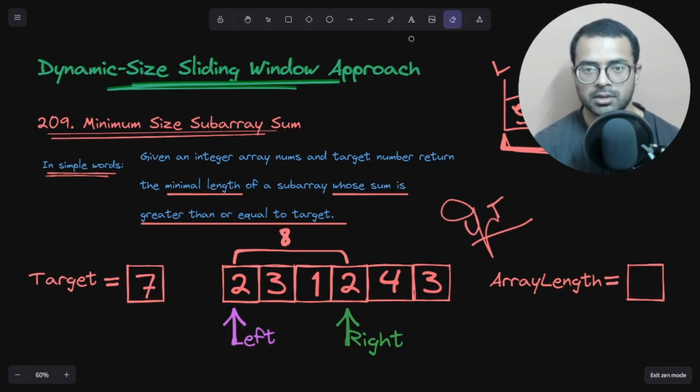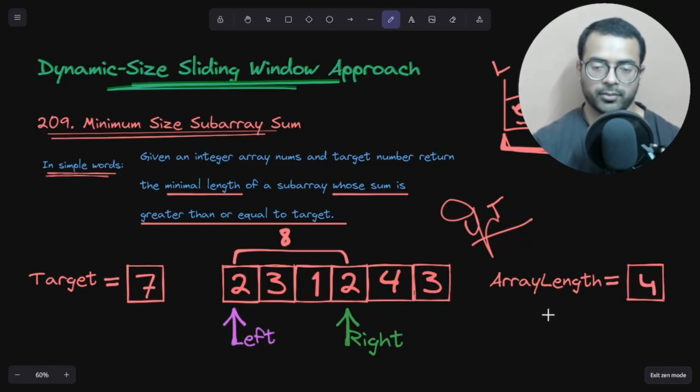Okay, let me do this. So here we started from infinity, but now we have this array length which is greater than our target. So what we are going to do, the sum is greater than our target, so we are going to update it with 4. Okay, 4, right?